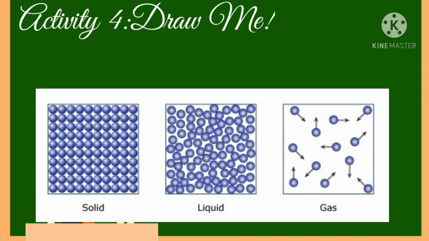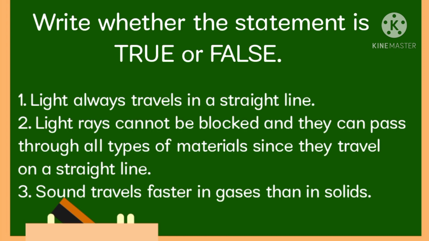For Activity 4, use an illustration or model to explain how sound travels through different materials. Okay, now let's check your understanding. Write whether the statement is true or false. 1. Light always travels in a straight line. 2. Light rays cannot be blocked and they can pass through all types of materials since they travel in a straight line. 3. Sound travels faster in gases than in solids.